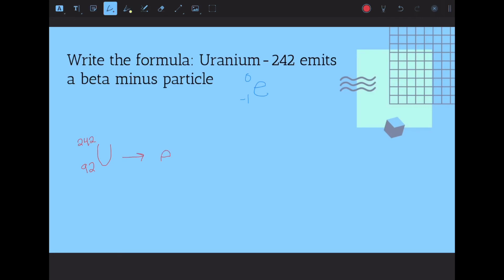Emits beta minus particle. Now this is where it can get hard. Because this is a minus, you have to treat it like it's a negative number. So in this case, we're just going to go 92 equals -1 plus, and in this case, it's going to be 93. On the top, it doesn't change. It's still 242. But now instead of being uranium, it's actually neptunium, Np. So beta minus are the hardest ones. You guys always get tripped up by this -1 right here. So just be careful and make sure that you're paying attention.